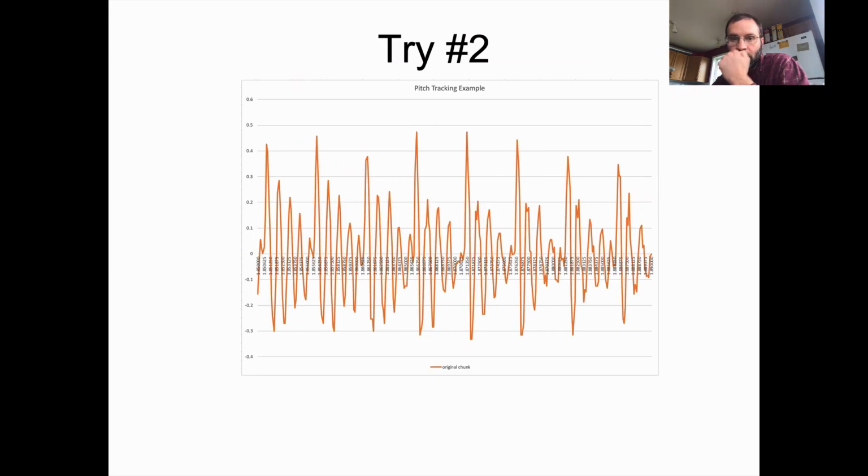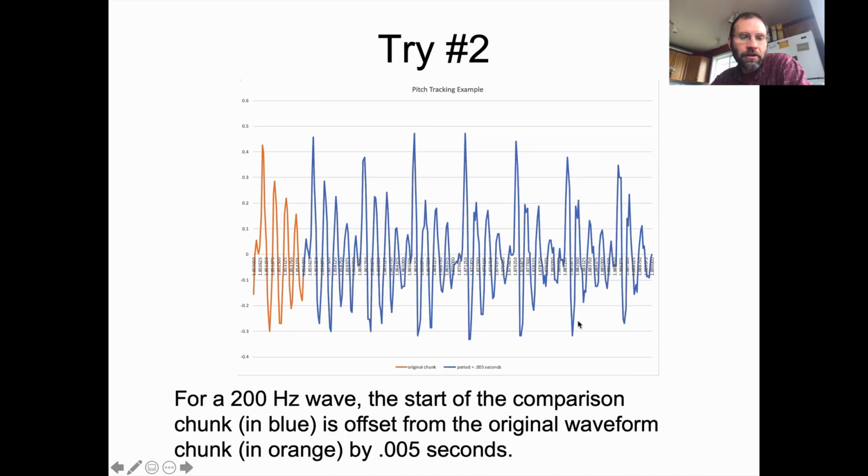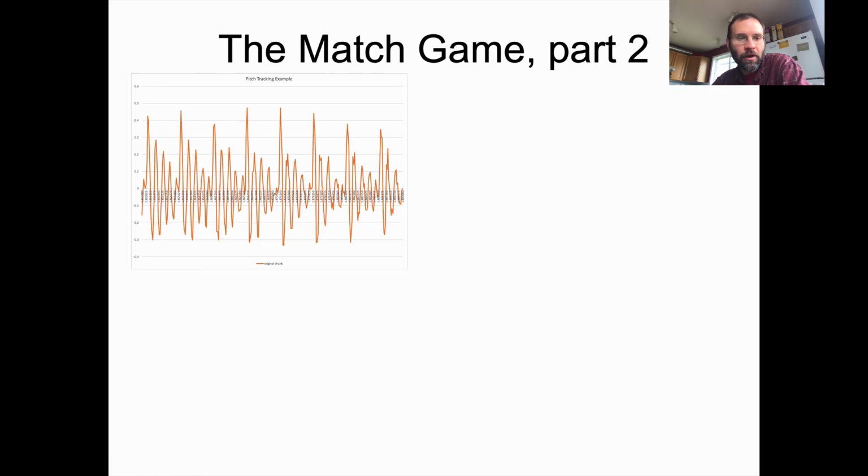This is try number 2. We want to look at 200 hertz. I'm going from higher frequencies to lower because that means we're going from shorter periods to longer. So we still have the same initial chunk here, and the 200 hertz wave is going to start further down the line. Before we had a 20 sample gap between the beginning of our initial waveform and our comparison waveform. Here we have a 40 sample offset, which translates to 0.005 seconds or 1 over 200 seconds, right? Because this is the 200 hertz wave that we're worried about.